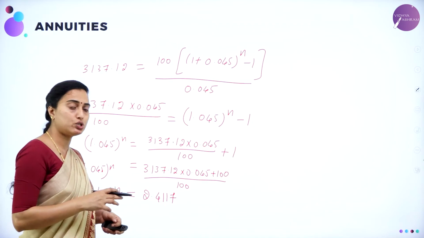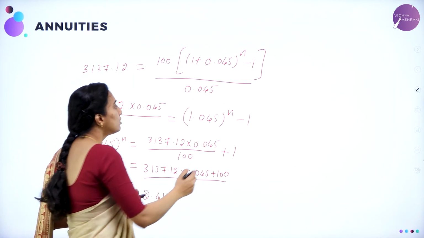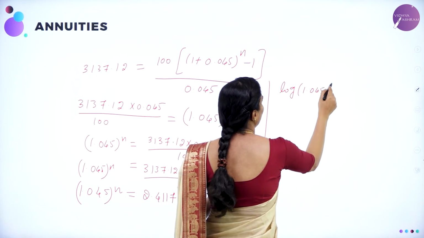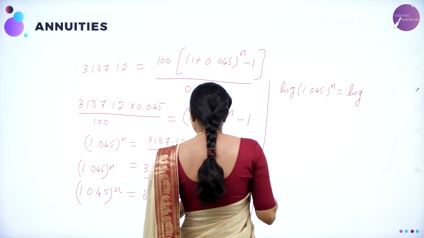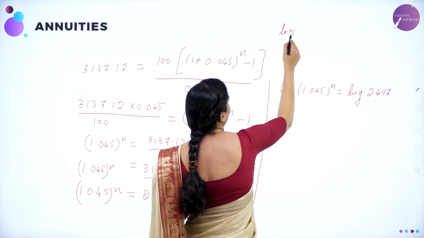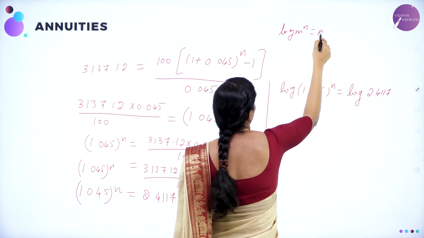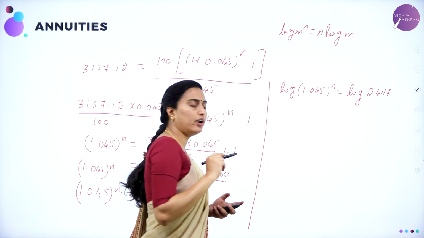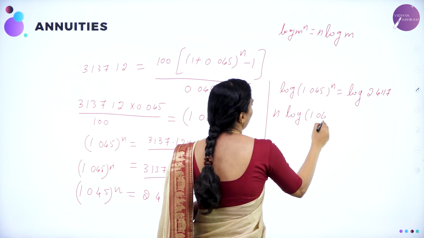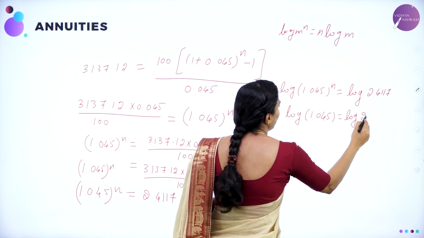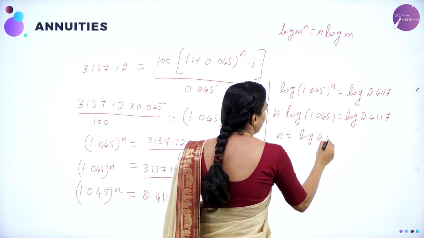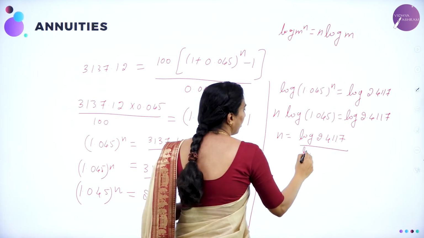Now I want N, so what should I do? Applying log on both sides, according to logarithms, you get log of 1.045 whole to the power of N is equal to log of 2.4117. Now this is in the form of log M power N, which is given by the formula N log M. M replaces 1.045, and N stays as it is. So N into log of 1.045 is equal to log of 2.4117. So here N will be equal to log of 2.4117 divided by log of 1.045.